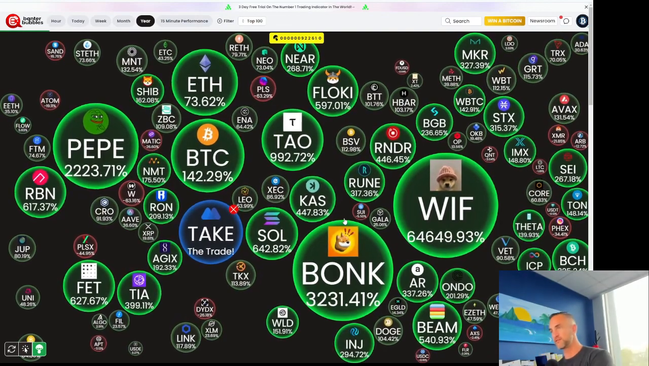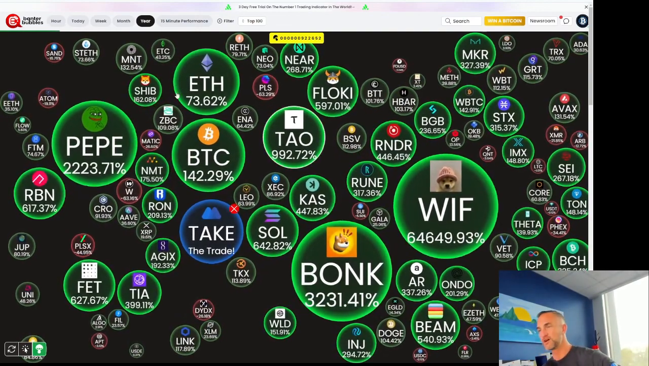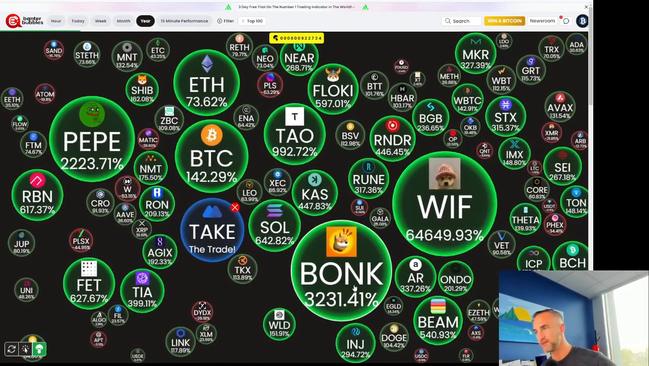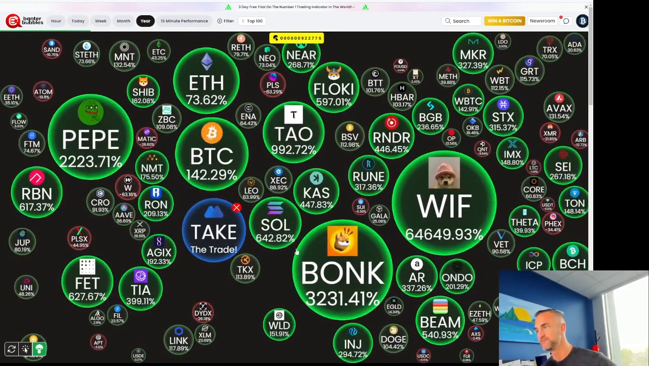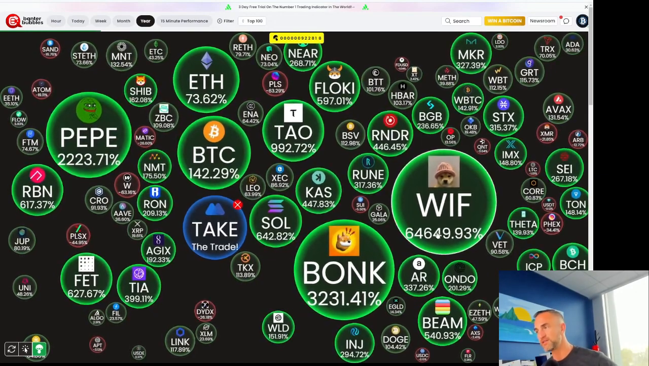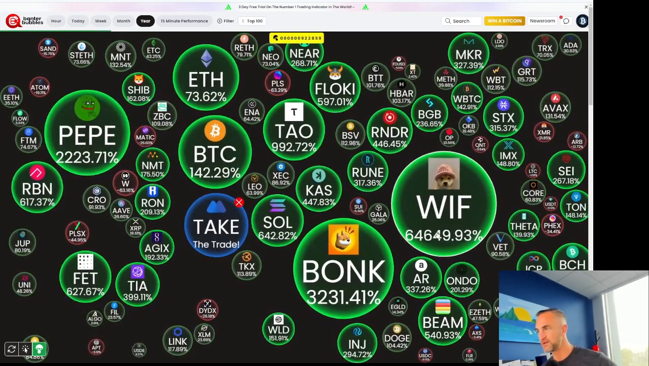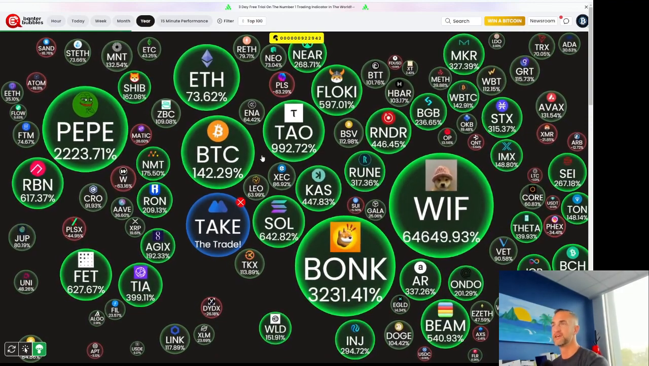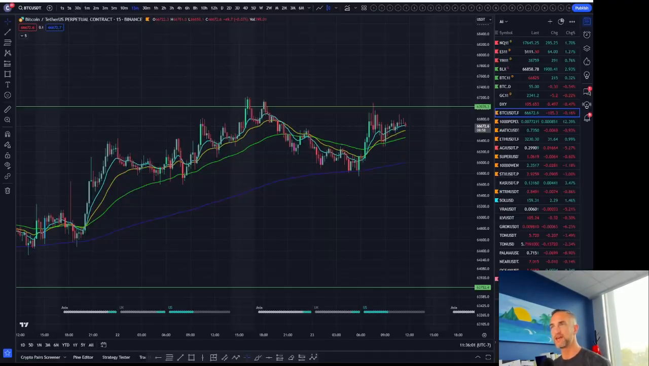Bitcoin up 142%. Notice what's in the lead here, guys. It's meme coins. You've got Dog with Hat, you've got Bonk, and you've got Pepe. Apparently, Dog with Hat is where all the money was to be made this year. Meme coins and culture are important, so we're going to jump into that first.